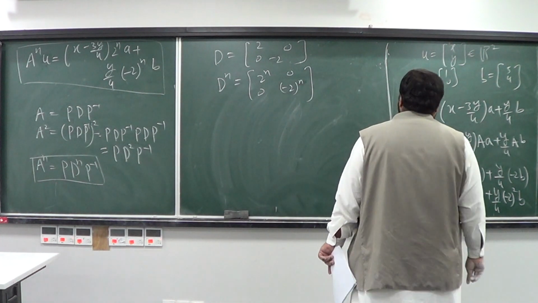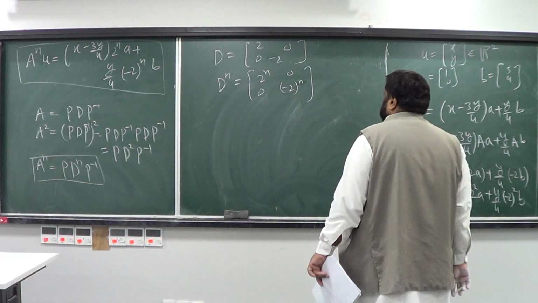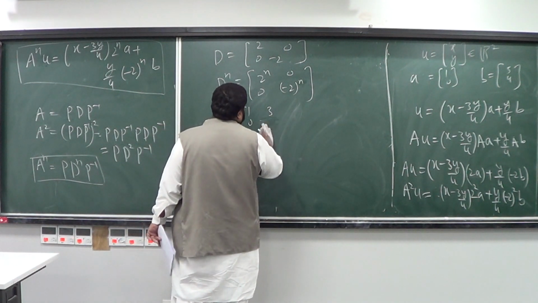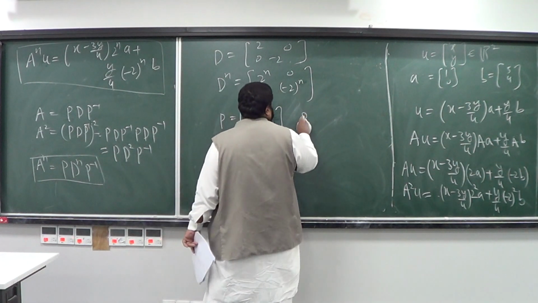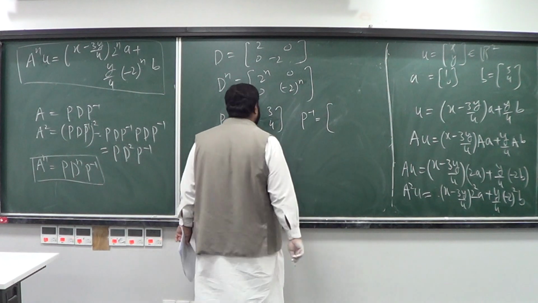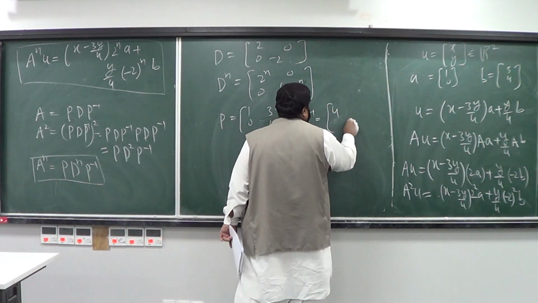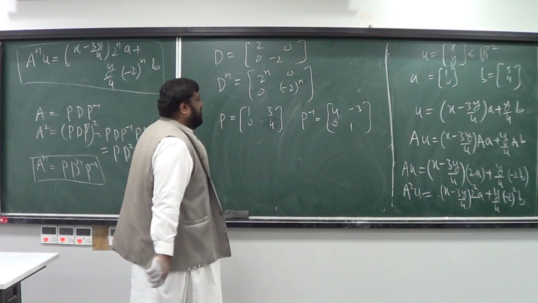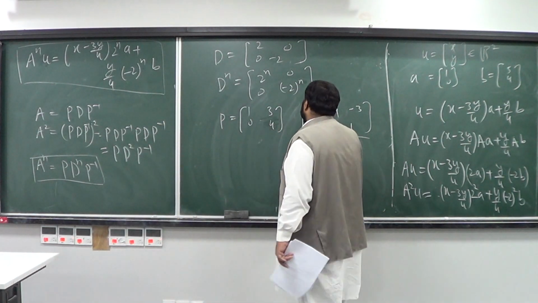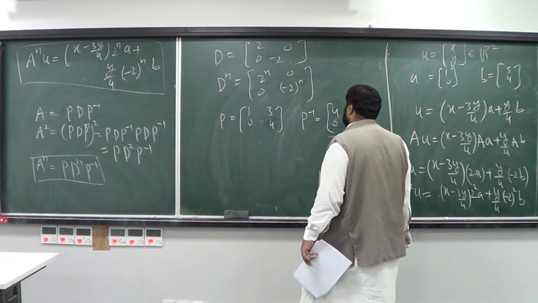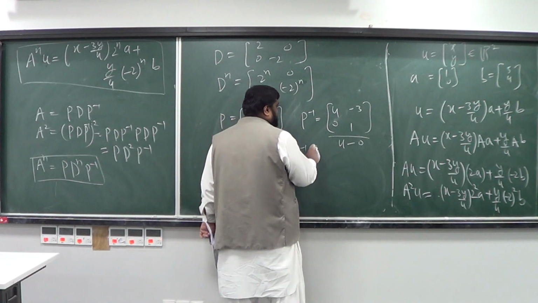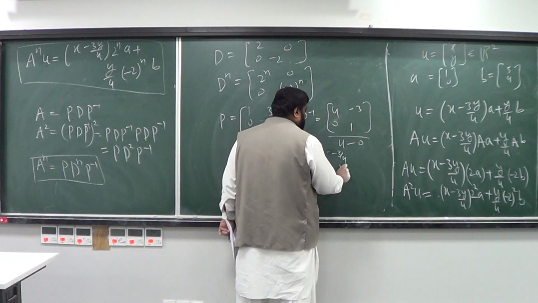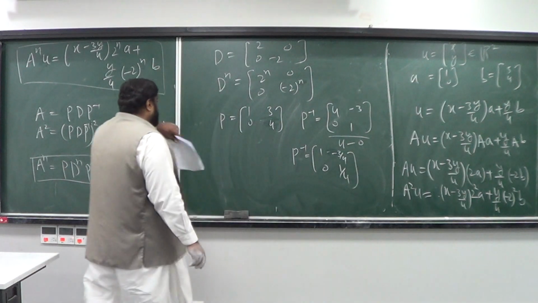And then what you can see is that if you take this matrix P, which is 1, 0, 3, 4, and compute its inverse, what would be the inverse of this matrix? We need to do the adjoint. So it's going to be 4, 1, negative 3, 0. We need to change the sign and change the location of these two, divided by the determinant. So it's going to be 4 minus 0, which is 4. So the matrix P inverse is really 1, negative 3 by 4, 0, and 1 over 4.